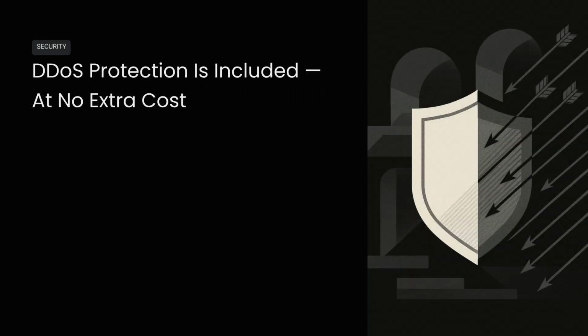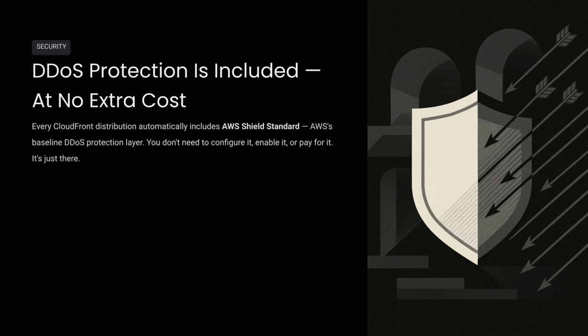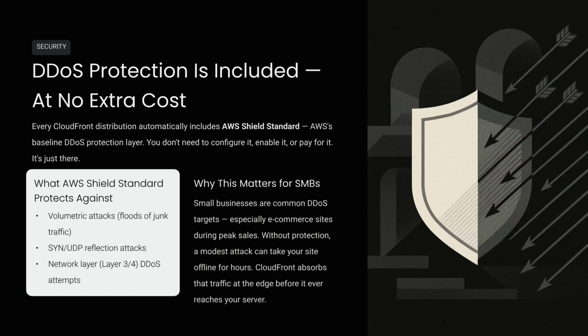CloudFront distributions include AWS Shield Standard, providing baseline DDoS protection at no extra cost. This automatically shields against volumetric, reflection, and network layer attacks. For small businesses, this protection absorbs junk traffic at the edge, preventing site downtime during attacks.